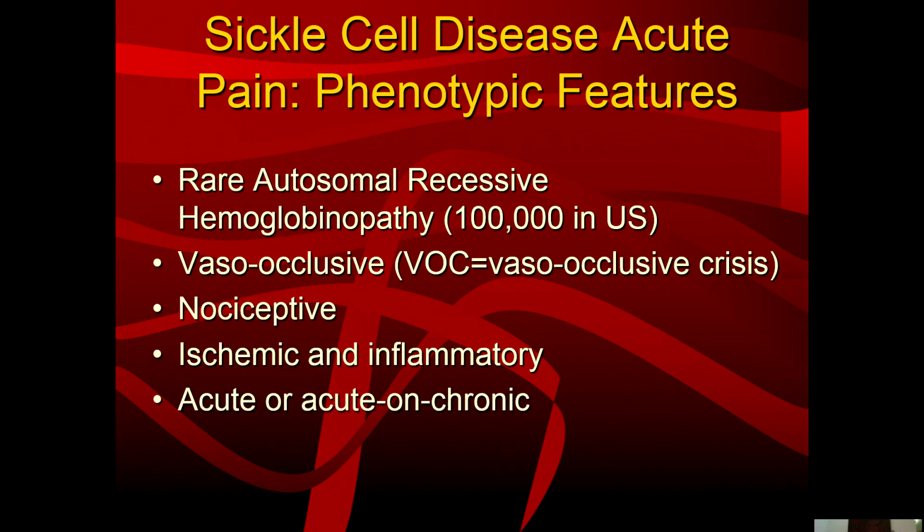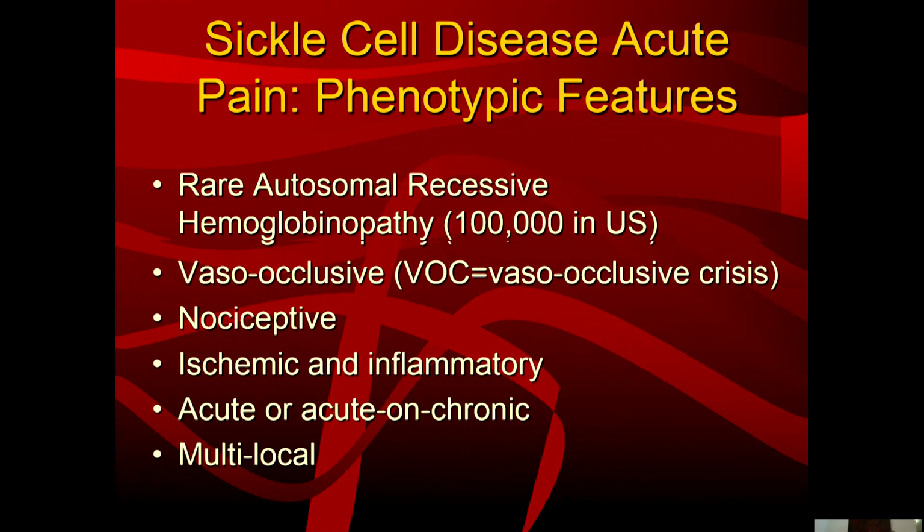Then later, pain may become acute or acute on chronic as organ damage occurs in the hip, leg ulcers, and the like. Still ischemic, still nociceptive, and it's multilocal, strangely so, even during the acute phase. Bilateral pain is the norm when a vaso-occlusive crisis, which is the hallmark of sickle cell disease, occurs.